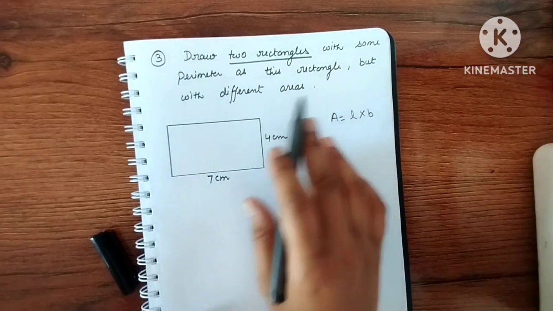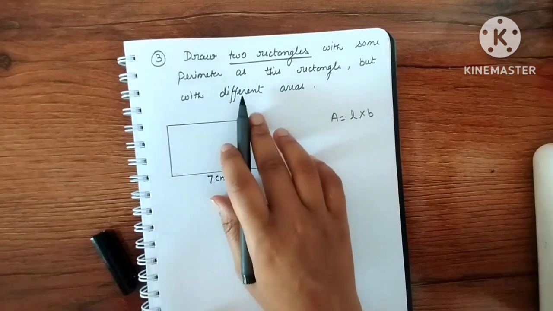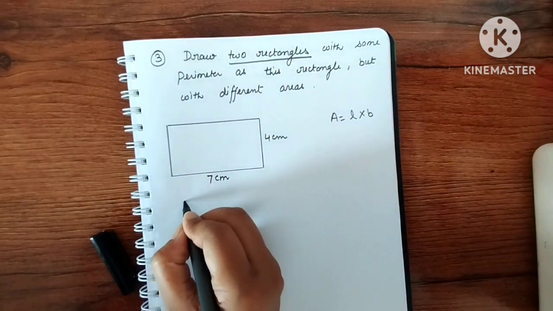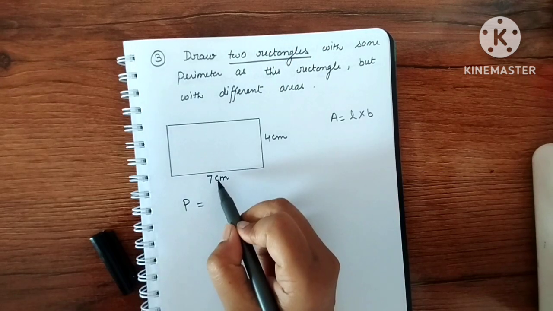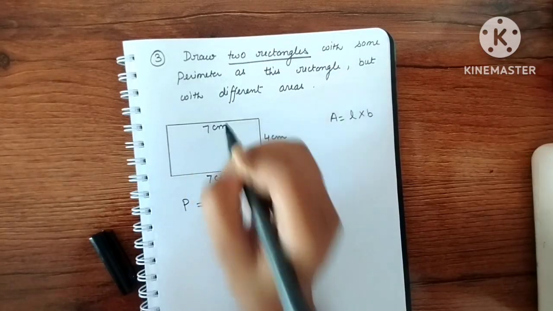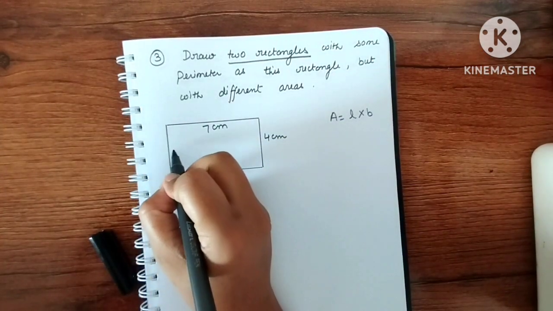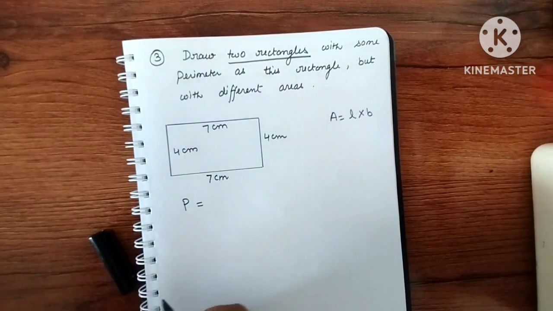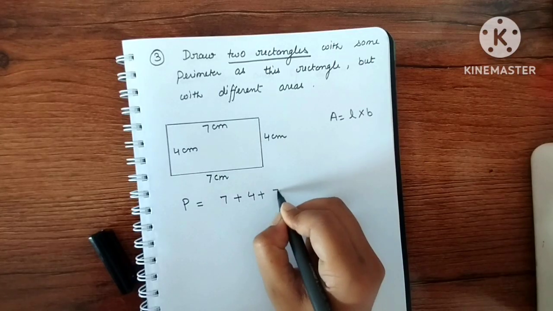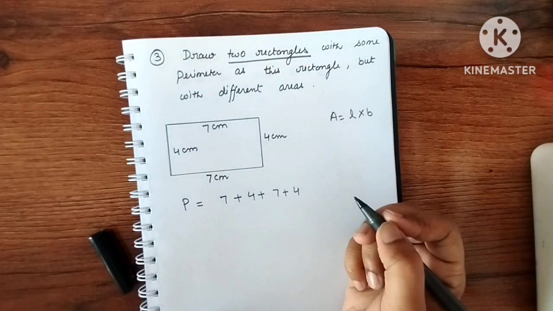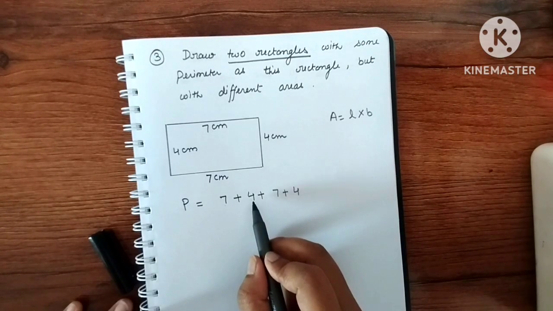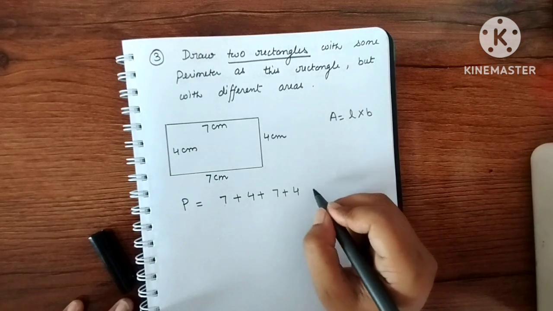So you need to draw two rectangles with the same perimeter as this rectangle. So first of all, find the perimeter of this rectangle. So P is equal to, if this is 7, this is a rectangle, the opposite side will be same. So this will also be 7 centimeter. If this is 4, this will also be equal to 4 centimeter. Okay. So what will be the perimeter? 7 plus 4 plus 7 plus 4. Add them. 7 plus 7 is 14, 14 plus 4 is 18, 18 plus 4 is 22.